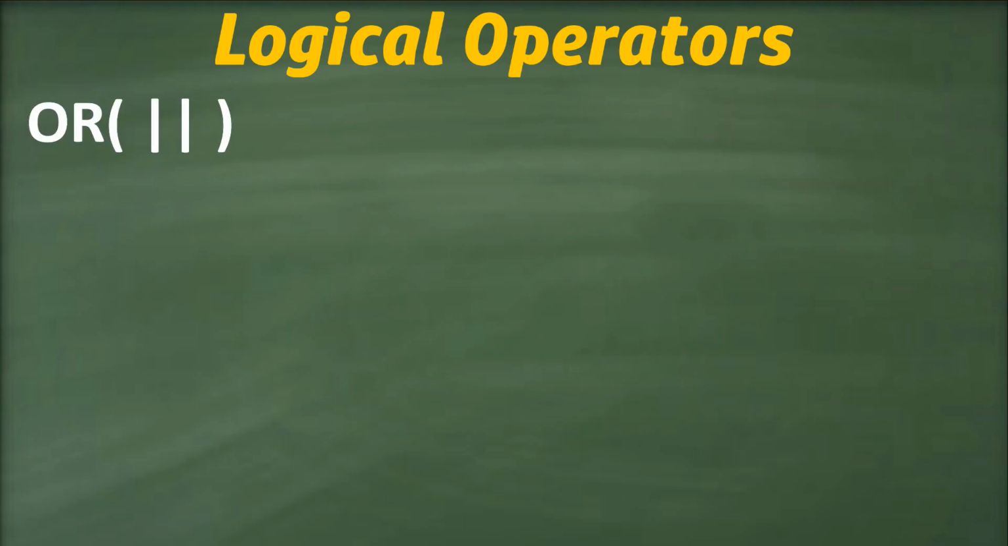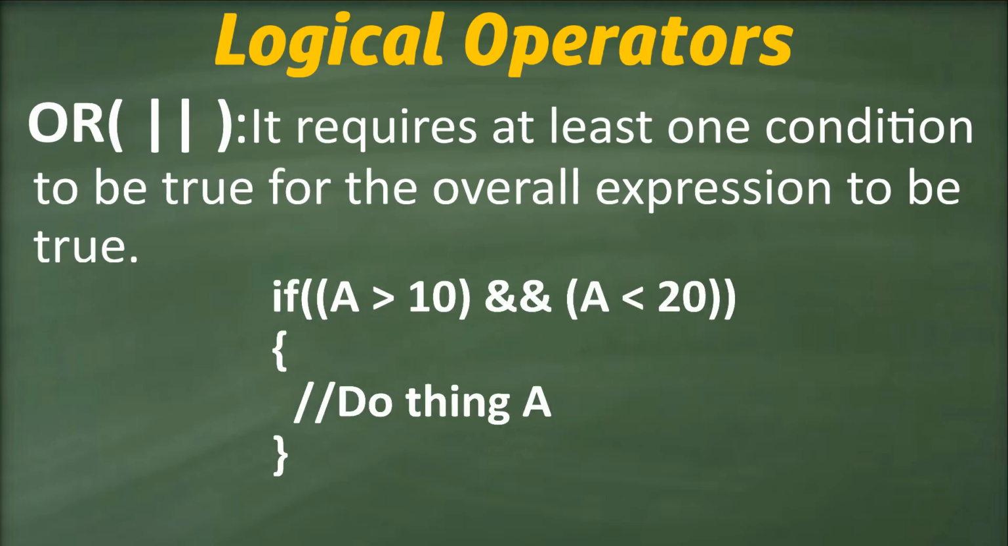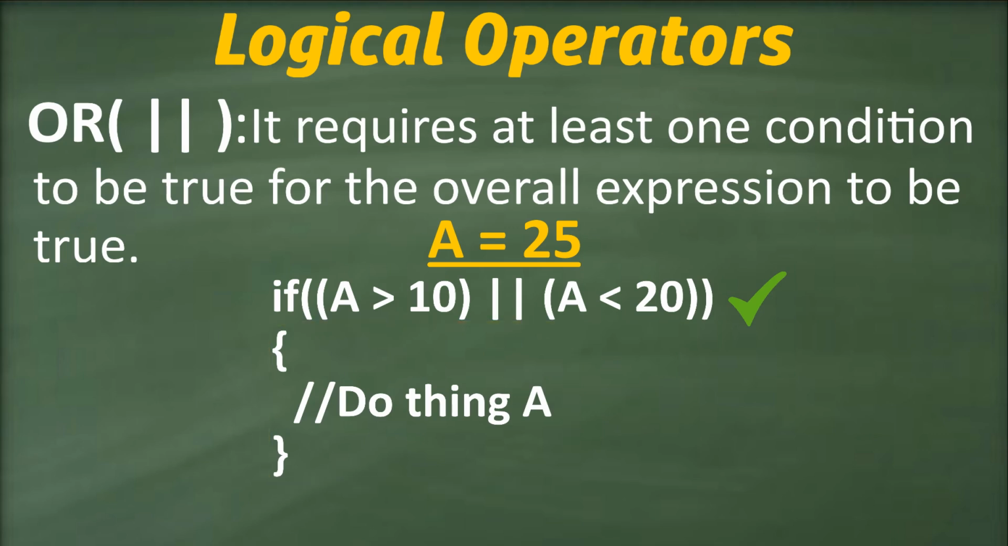Next, we have the OR operator, which is represented by 2 vertical lines. The OR operator requires at least one condition to be true for the whole expression to be evaluated as true. If both conditions are false, only then does the expression evaluate to false. So if we replace the AND operator with an OR operator in the previous example and assign a value of 25, the code inside the if block will now be executed. This happens because even though the second condition is false, the first condition is true. And since the OR operator only requires one condition to be true, the overall expression is true, and the code is executed.